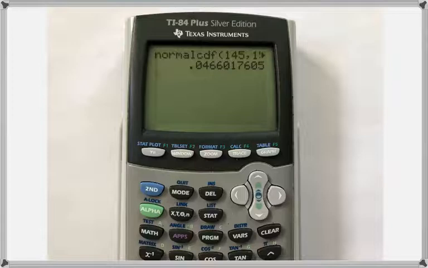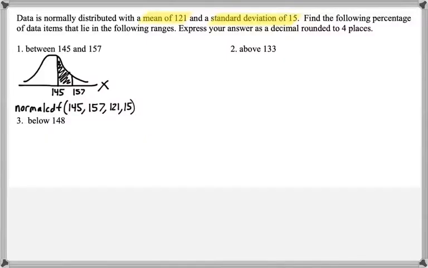And again, if you have the other version of the calculator, you need to type the information and then go down and press calculate. So we get 0.0466. So that would be our final answer.